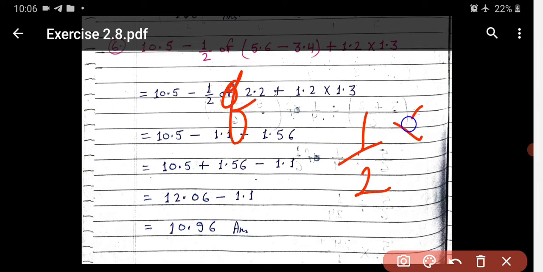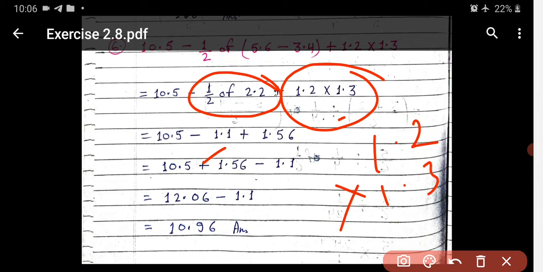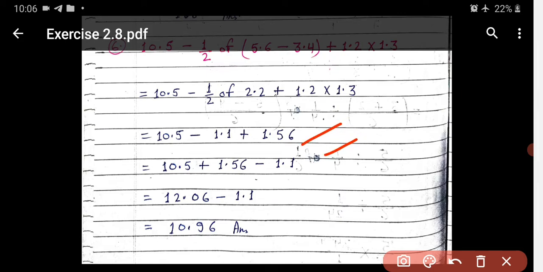So 1 by 2 multiply 2 by 2. 2 ones are 2, 2 ones are 2, 2 ones are 2, so you get 1.1 when you cut. When you solve this line, we get 1.1. After that you have to multiply, because divide is not present here. So 1.2 and 1.3, do normal multiply. When you do normal multiply, you get 156. From the back side, put the decimal after 2 digits, it becomes 1.56. So right here 1.56, and when you solve this, you have to get 1.1.